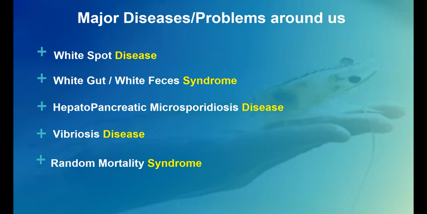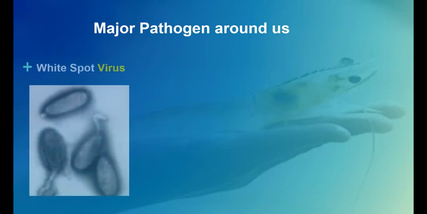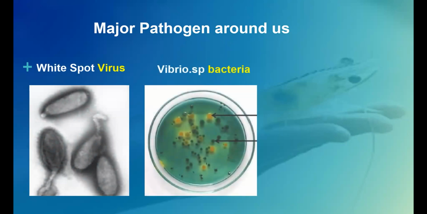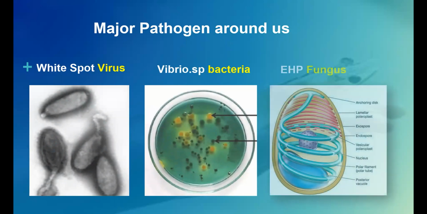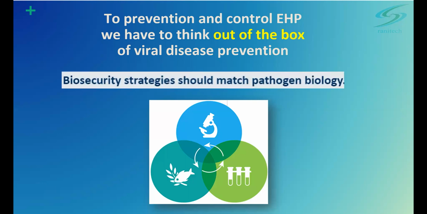Yeah. So the next one, coming to major pathogens around us. Now we have white spot, which is caused by a virus. The next one is a bacteria, and the third one is EHP, which is a fungus. So, three major diseases we are going to talk about, caused by three different pathogens: one is a virus, one is a bacteria, and one is a fungus. So why am I talking about this today? To prevent any disease, the biosecurity patterns must match their pathogen biology.